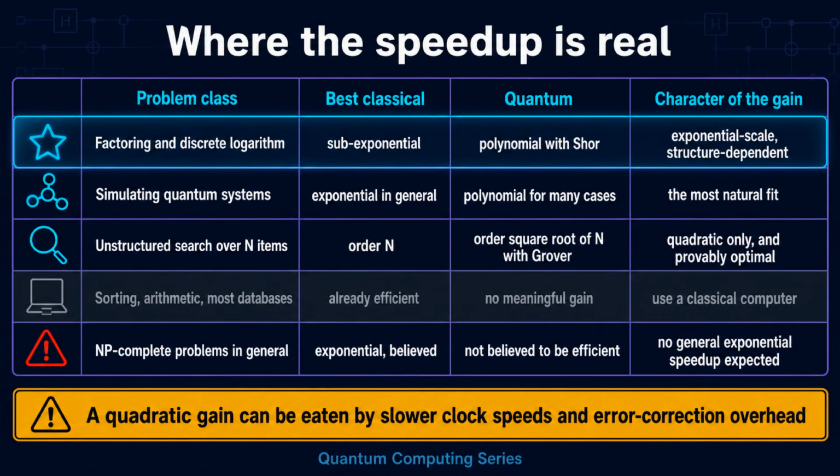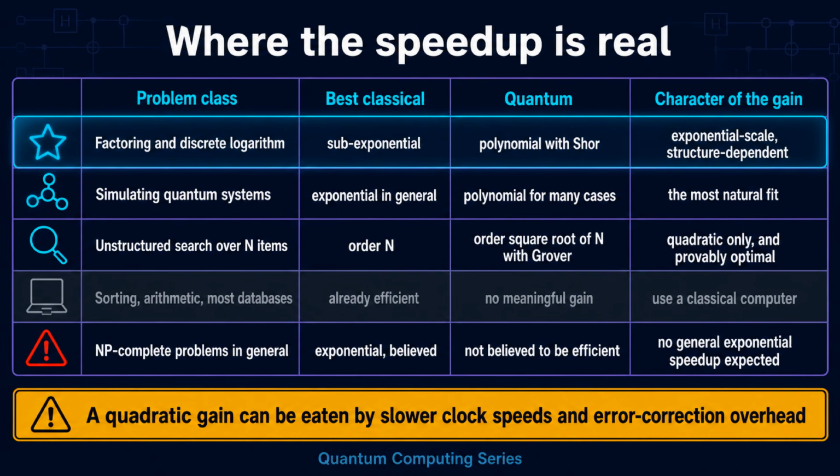This table sets expectations honestly. Factoring and discrete logarithm move from sub-exponential to polynomial with Shor's algorithm, an exponential scale gain that depends on structure. Simulating quantum systems is the most natural fit. Unstructured search over n items goes from order n to order square root of n with Grover's algorithm, a quadratic gain that has been proven optimal, and a quadratic gain can be eaten by slower clock speeds and error correction overhead.